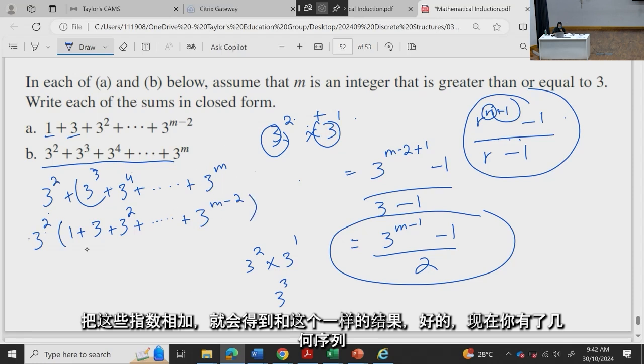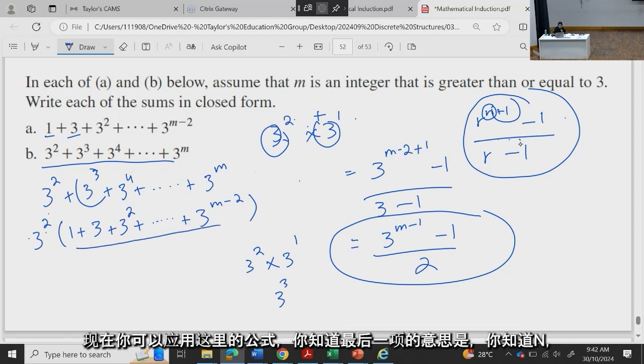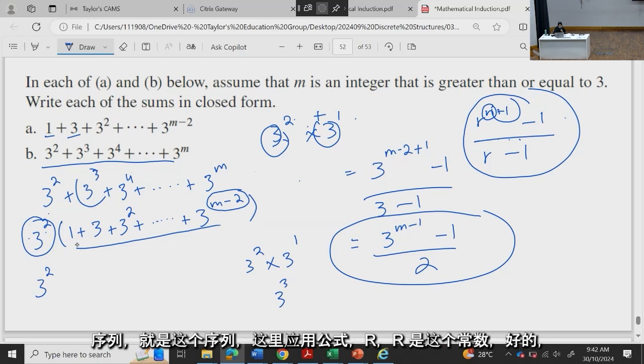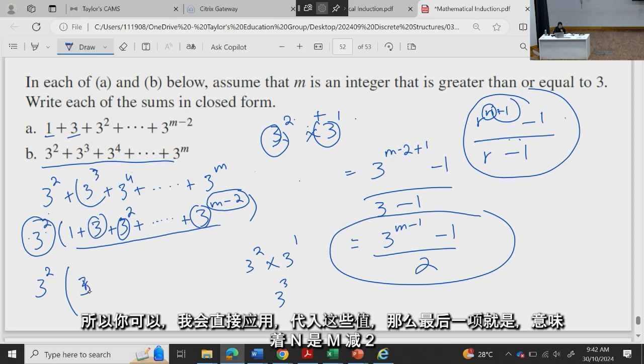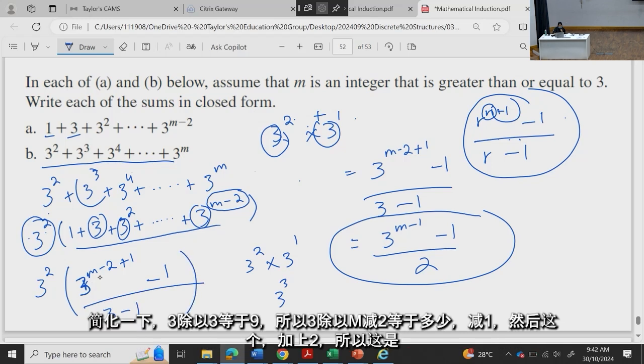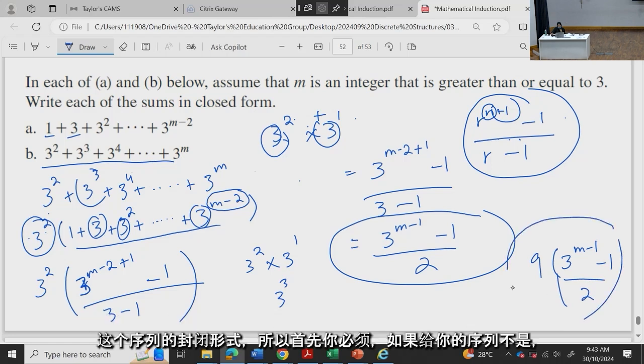Okay. Now you have the geometric sequence, and now you can apply the formula over here. You know the final term means you know the n. This you will bring down as it is, because this will be an explicit formula for this whole sequence. And here apply the formula r. R is what? This constant. So I will directly substitute the values. Then the final term n is m minus 2 from here. Then from the formula you have plus 1, and everything else remains the same. You can simplify this: 3 into 3 is 9, so 3 to the m minus 2 plus 1 is m minus 1, and then this, and 2. So this is the closed form of this sequence.